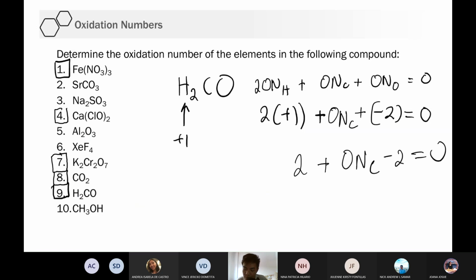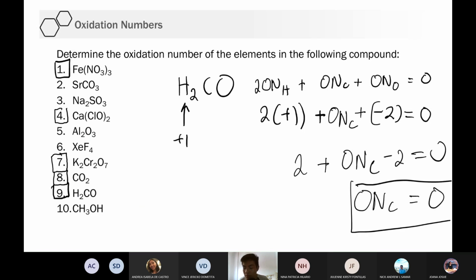You can combine the numbers. What's 2 minus 2? 0. Oxidation number of carbon is 0. Pwede ba yun, sir? Pwede. Pwede yan, okay? So, the oxidation number could be positive, could be negative, could be 0. Okay? Lahat yun, katanggap-tanggap, okay?